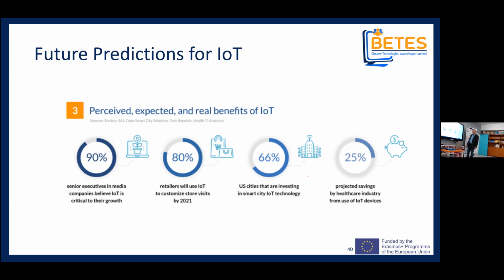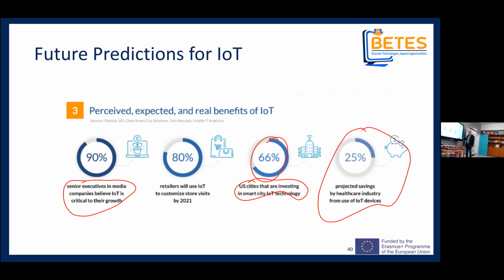Anyway, future predictions. 90% of senior executives in media companies believe IoT is critical to their growth. 66% of US cities are investing in smart city and IoT technology, and it is believed that for the healthcare industry, by using IoT devices for remote health monitoring and remote patient monitoring, they will be able to have savings of up to 25%.